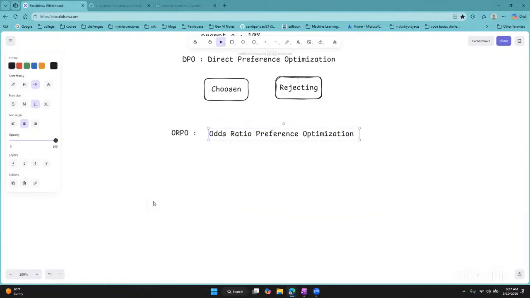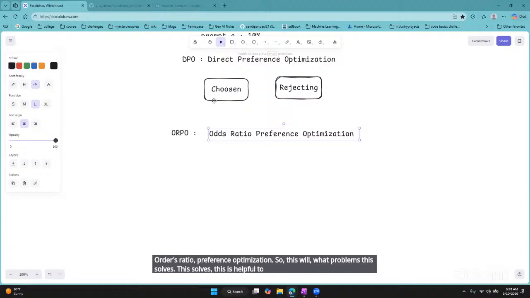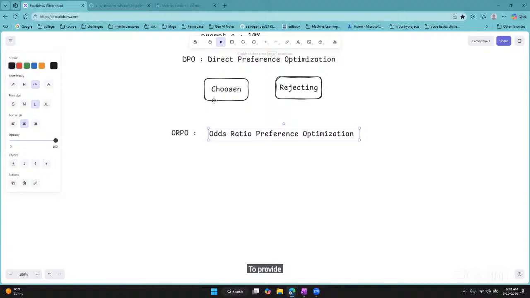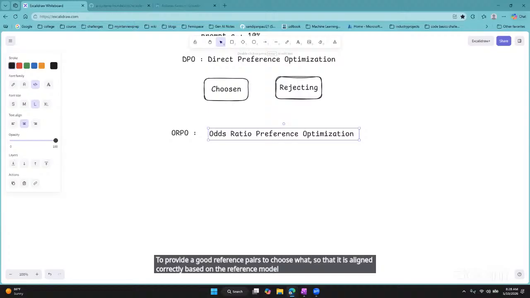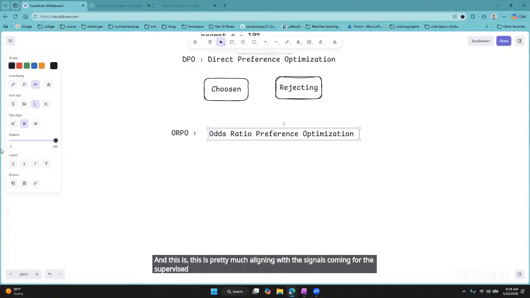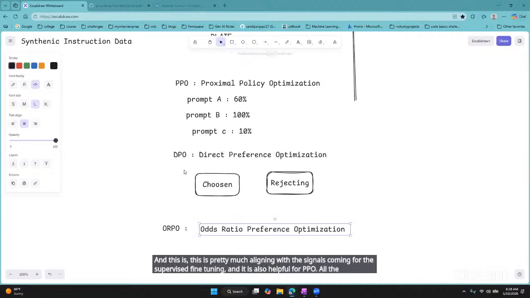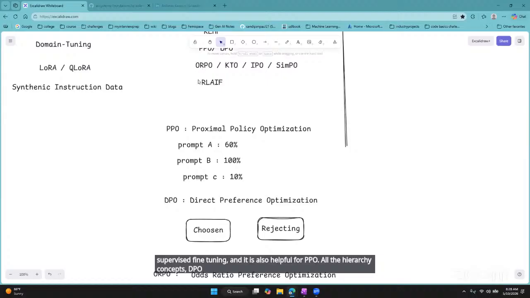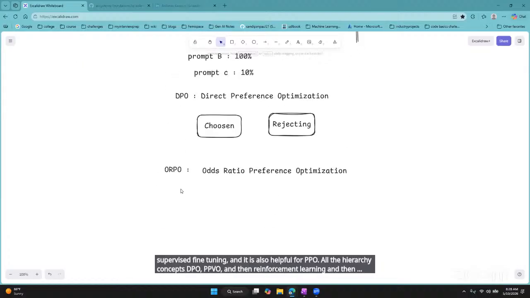Odds ratio preference optimization. What problem does this solve? It is helpful to DPO in providing good reference pairs to choose from, so that it is aligned correctly based on the reference model. And this is pretty much aligning with the signals coming from the supervised fine tuning, and it is also helpful for PPO, all the hierarchy of concepts: DPO, PPO, and then reinforcement learning, and then supervised fine tuning.